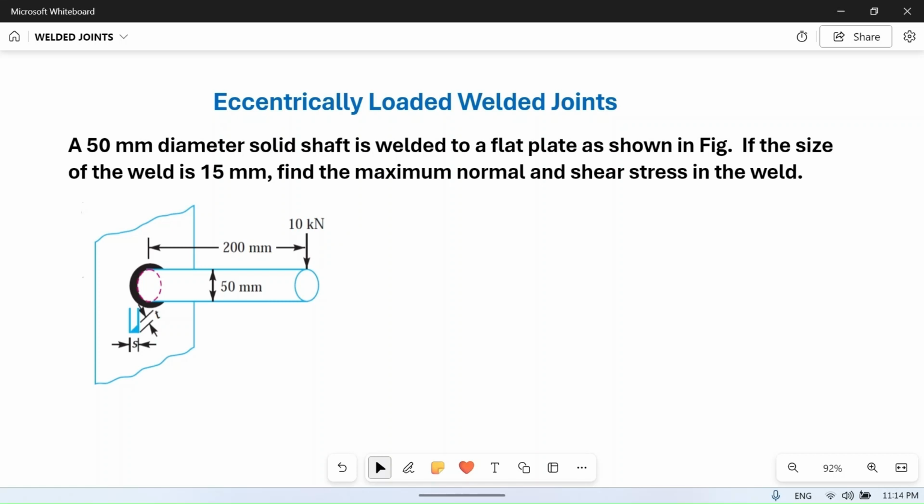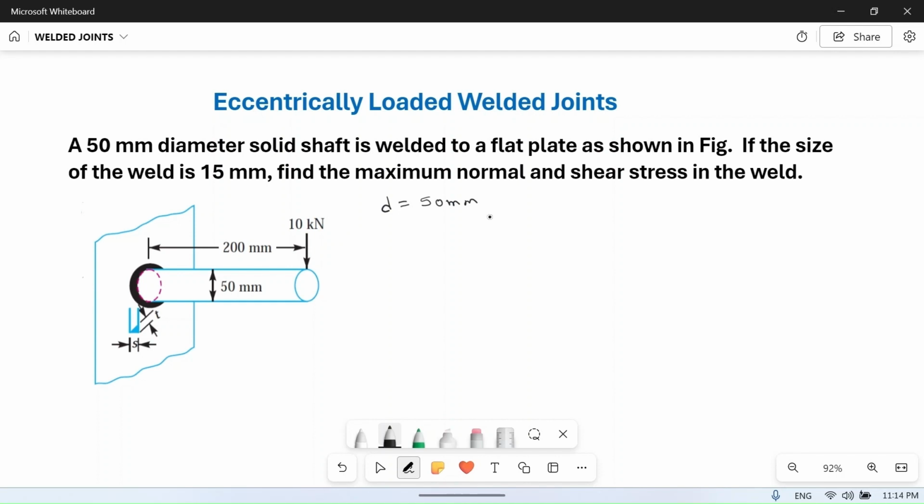In this video we will solve a numerical problem based on an eccentrically loaded welded joint. Let's read the problem and note down the important parameters. It is given that a 50 mm diameter, D is 50 mm, solid shaft is welded to a flat plate as shown in the figure.